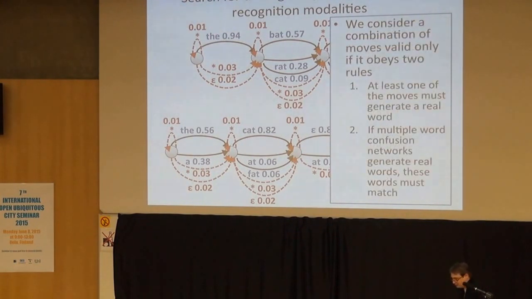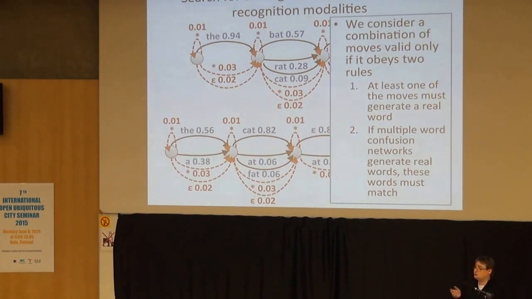And then we only consider a move valid if it obeys two rules, okay? So at least one of the moves through one of these two networks must generate a real word, okay? We are not both allowed to generate a wildcard word. And then we need a real word to present to the user. And with multiple word confusion networks, such as these two, for a particular move, if they both generate real words, these words must match.